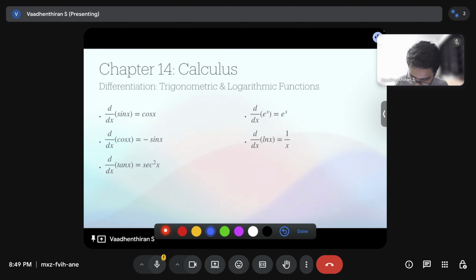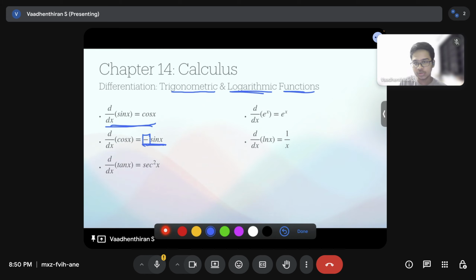Now, the differentiation for trigonometric and logarithmic functions. These are the basic rules you need to remember. When you differentiate sine x, you will get cos x. And when you differentiate cos x, you will get negative sine x. So just remember this negative sign. Mostly we will forget this. And when you differentiate tan x, you will get secant squared x.